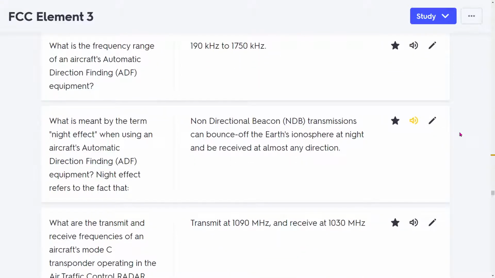What is meant by the term night effect when using an aircraft's automatic direction finding equipment? Night effect refers to the fact that non-directional beacon transmissions can bounce off the Earth's ionosphere at night and be received at almost any direction.